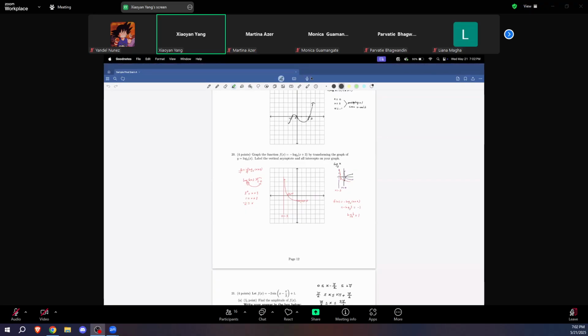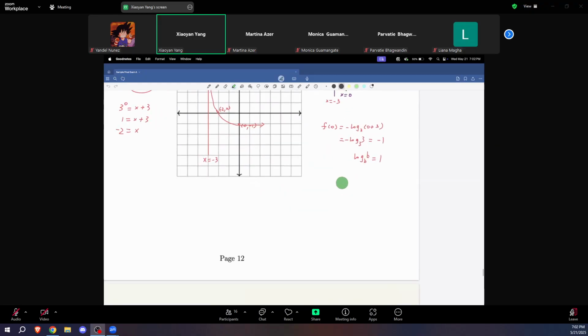So first we have to know, do you know how to draw log? Give me a second. Let me, okay.